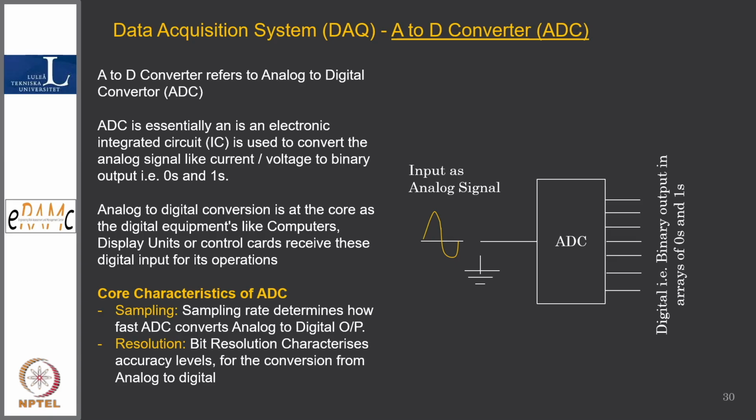Now let us see what an A to D converter, an analog to digital converter, does actually. We have an input analog signal and a digital output is going out. This is nothing but a stream of 0, 1, 1, 0. The output is 0 or 1, a discrete parameter. So the ADC is essentially an electronic integrated circuit used to convert an analog signal like current or voltage to binary zeros and ones.